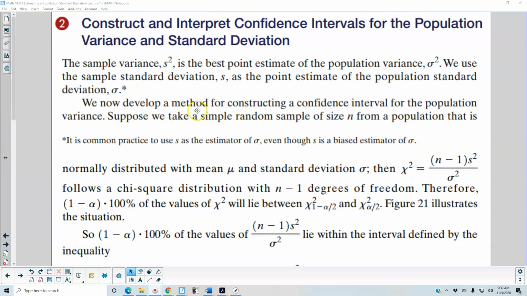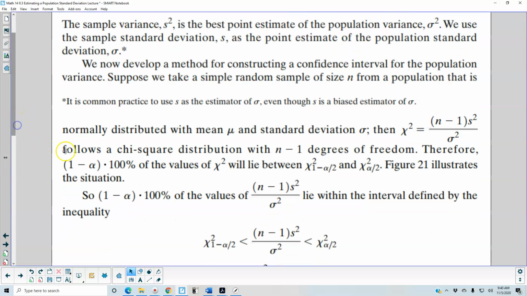We now develop a method for constructing a confidence interval for the population variance. Suppose we take a simple random sample of size n from a population that is normally distributed with a mean and standard deviation. Then the following formula follows a chi-square distribution with n-1 degrees of freedom. Therefore, (1 minus alpha) times 100% of the values of chi-square will lie between a chi-square value of 1 minus alpha divided by 2 and chi-square alpha divided by 2. Figure 21 illustrates this situation.